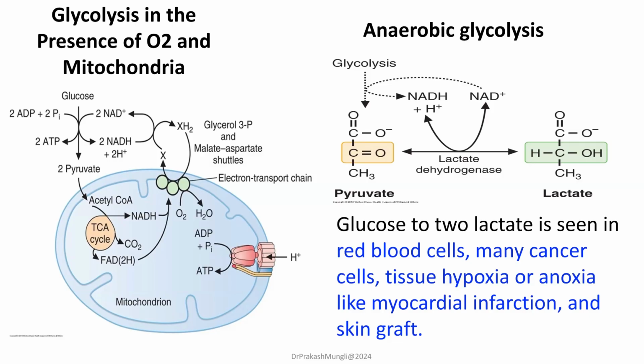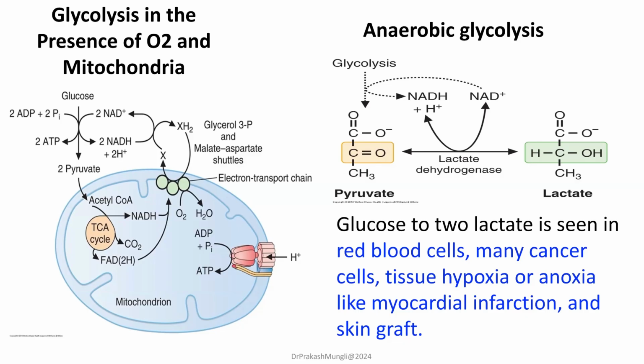These 2 pyruvates will enter into mitochondria and become 2 acetyl-CoA. 2 molecules will make 2 molecules, 2 pyruvate to 2 acetyl-CoA. Those 2 acetyl-CoA enter into TCA cycle individually. That means 2 TCA cycles. And then they make NADH, FADH and carbon dioxide.